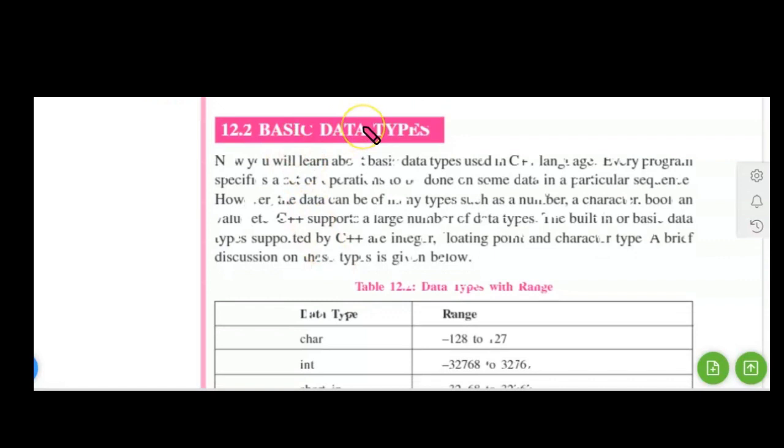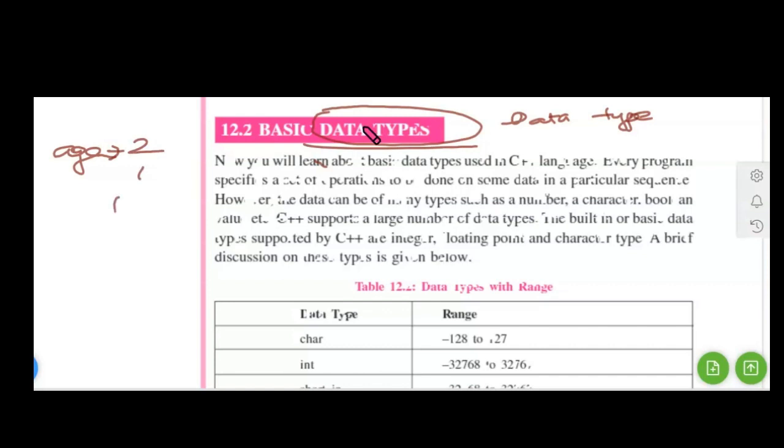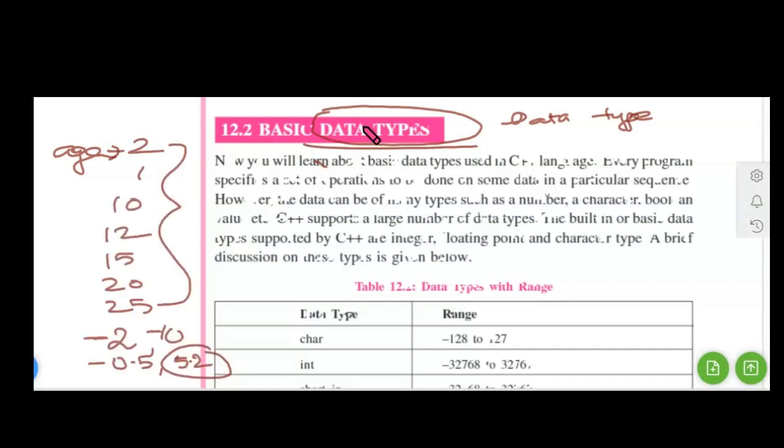Next thing is basic data type. So what does this mean? Data type, it's very clear. The name itself makes you understand what it is: the type of data that you enter. For example, if I want to enter a person's age, what kind of values does it take? Any number, like 2 or 1 or 10. So it needs to understand that for age I have to enter this kind of values.